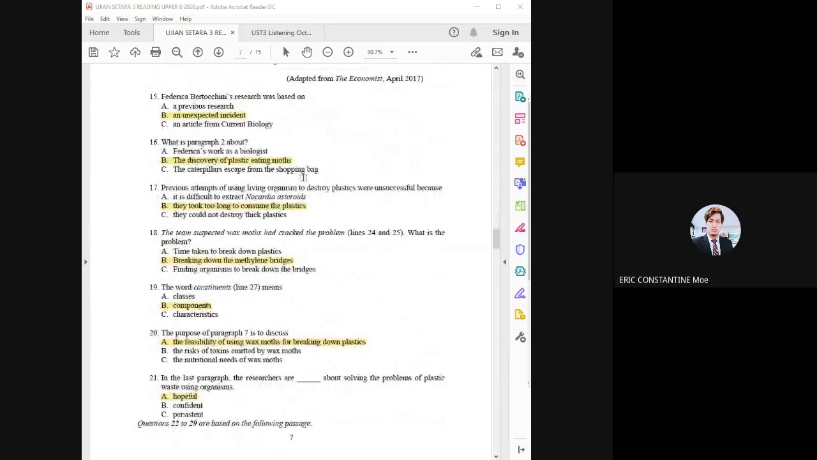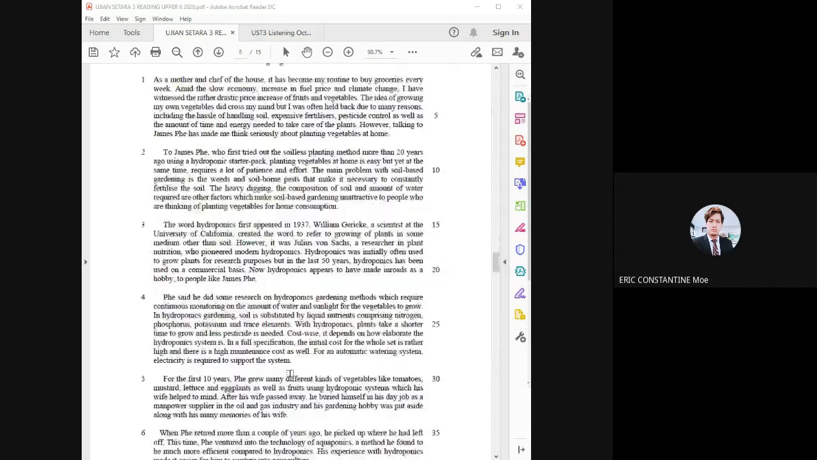Question number 15. 15 is B for Brazil, 16 B for Brazil, 17 B for Brazil, 18 B for Brazil, 19 B for Brazil, 20 A for Apple, 21 A for Apple. So again, you can pause for a while and just double check the answers, and then after that you can play back. All right, let's move on to the next one.